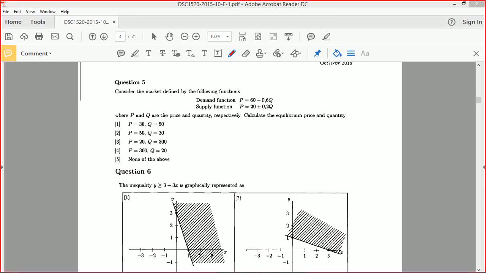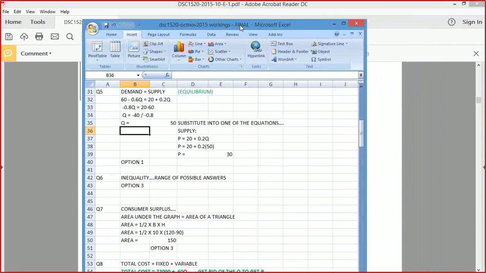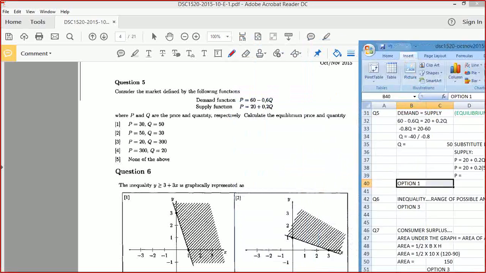Okay, so it's going to be 60 minus 0.6Q equals 20 plus 0.2Q. Did you get that? Yeah, I got number 1. Okay, yes, number 1 is correct. Quantity is 50 and price is 30. That's right. Option 1 is correct. Yes, that's what I got.